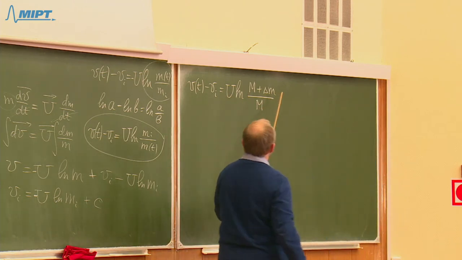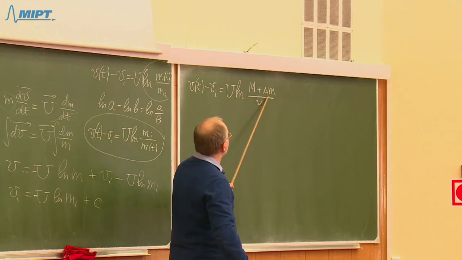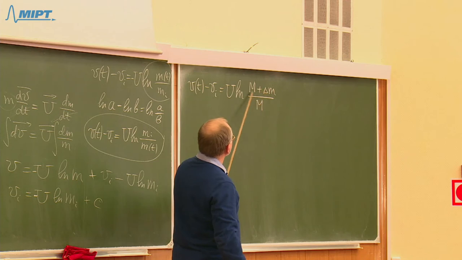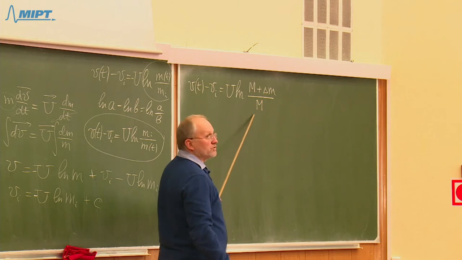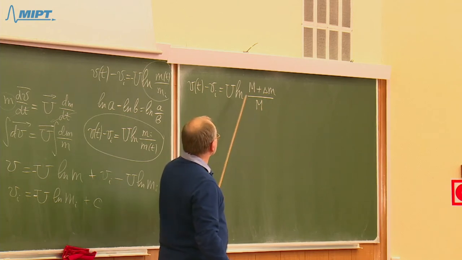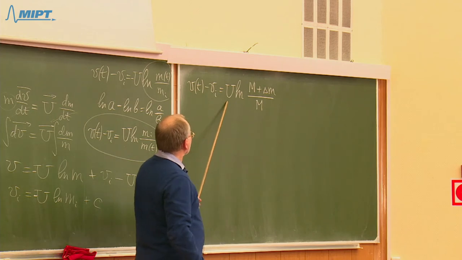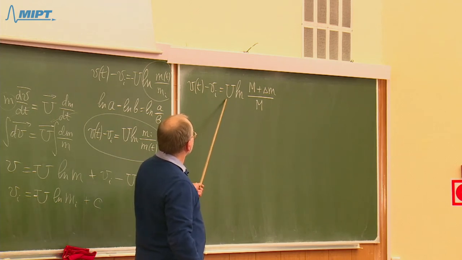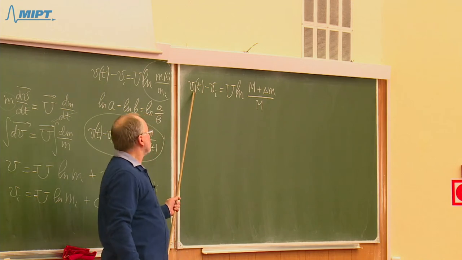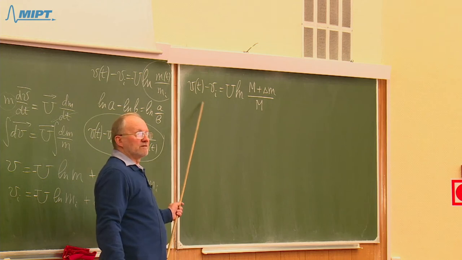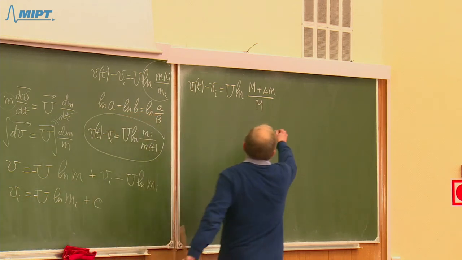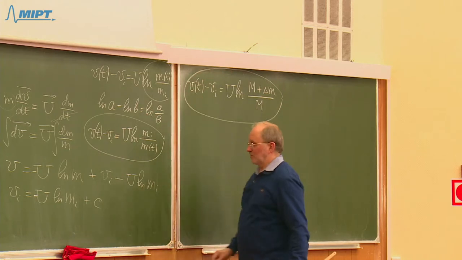If we know how much fuel we are going to burn, and we know the initial mass of the rocket and the mass of the fuel inside the rocket, and then we spend this fuel and obtain the final mass of the rocket without the fuel, then we can calculate this logarithm and multiply it by the velocity of gases, and then we obtain the final velocity of the rocket after this action of its engine. This is Tsiolkovsky's formula for the rocket motion.